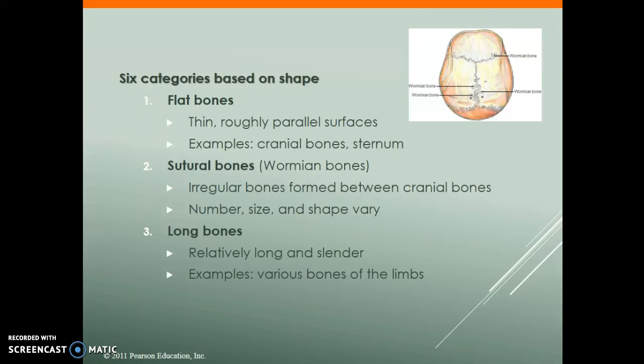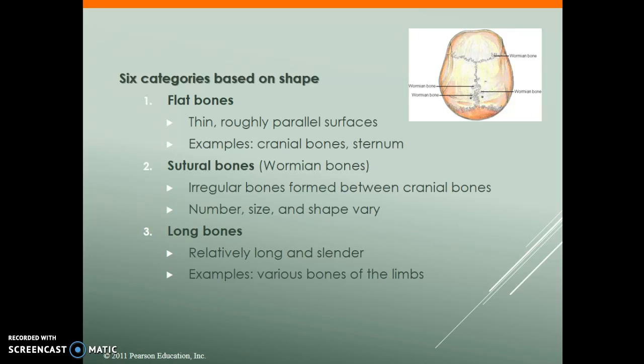So flat bones are fairly flat, although obviously the bones of the cranium are curved, but the sternum, the cranial bones, the ribs are flat bones. Sutural bones are small bones that form between the cranial bones and the sutures, and this is not a common category, and numbers of sutural or Wormian bones would vary between people.